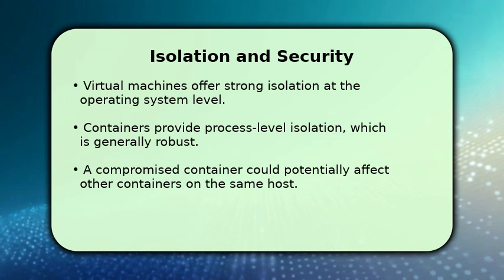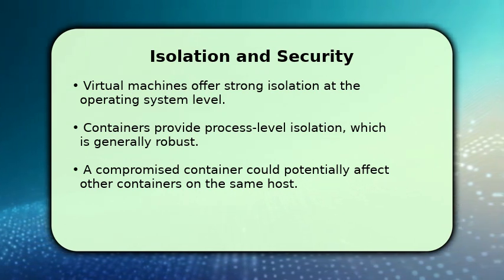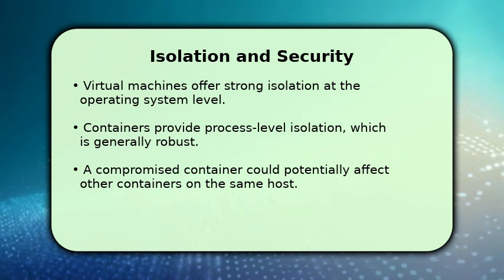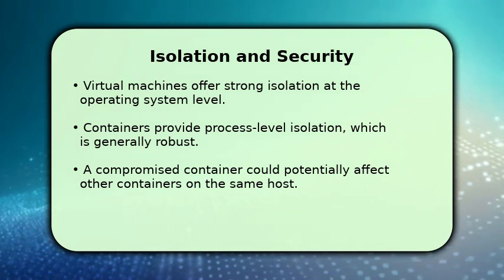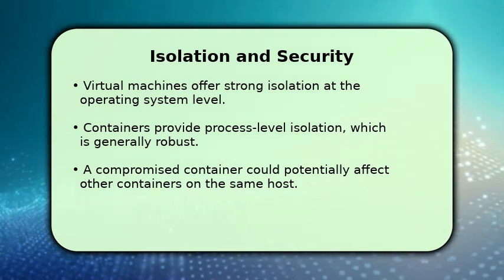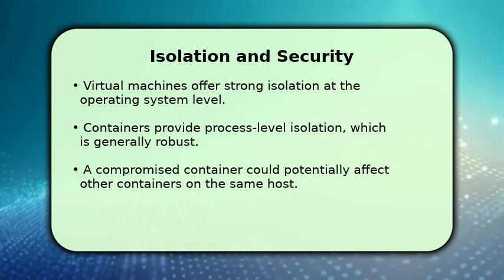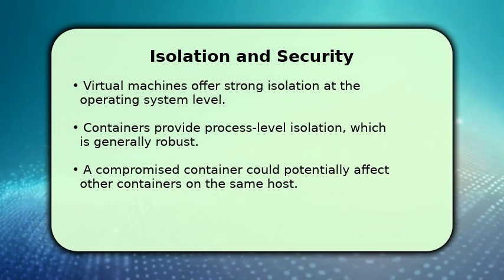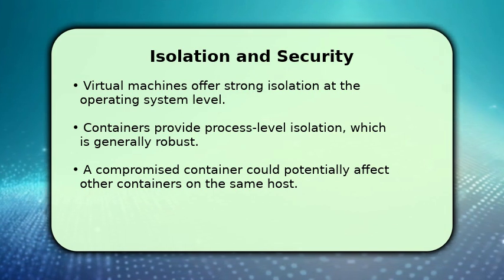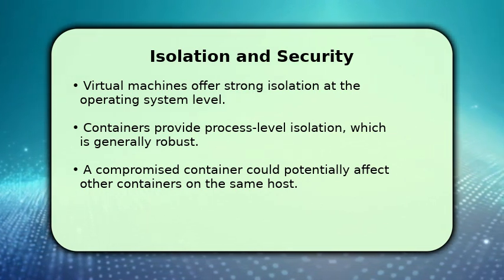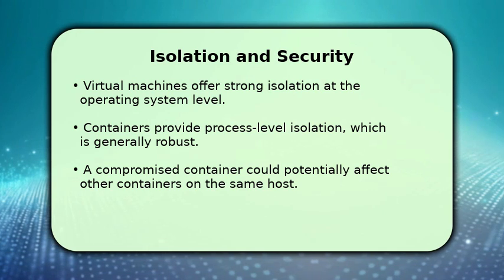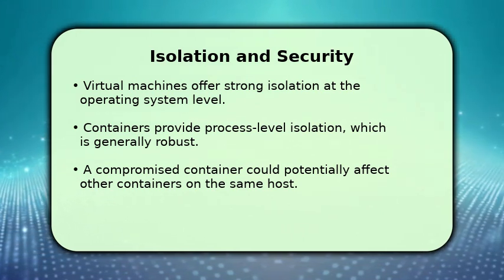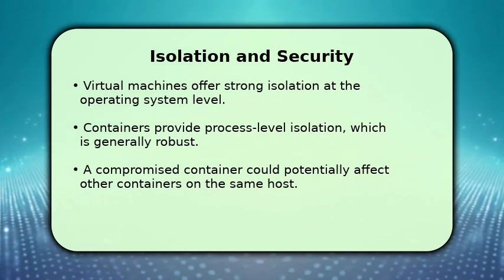Virtual machines provide very strong isolation because each has its own dedicated operating system. This means a problem in one virtual machine is highly unlikely to affect another. Containers offer process-level isolation, which is generally robust for most applications. However, because they share the host kernel, a severe vulnerability in the kernel or a compromised container could potentially impact other containers running on the same host. It's a trade-off between isolation strength and resource overhead.